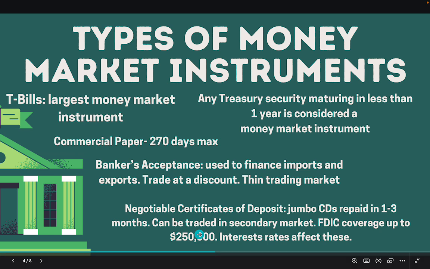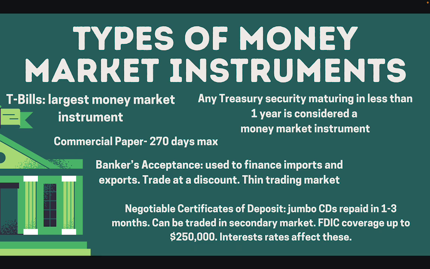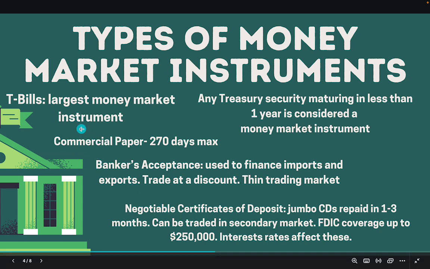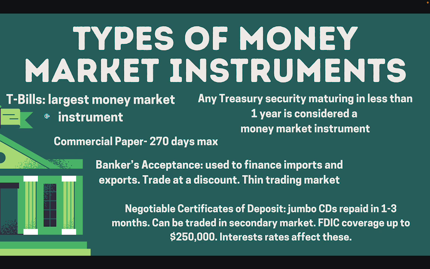Okay, this slide is a little crazy, but stay with me and we'll get through it together. Let's look at the types of money market instruments. The T-bills are the largest money market instrument.